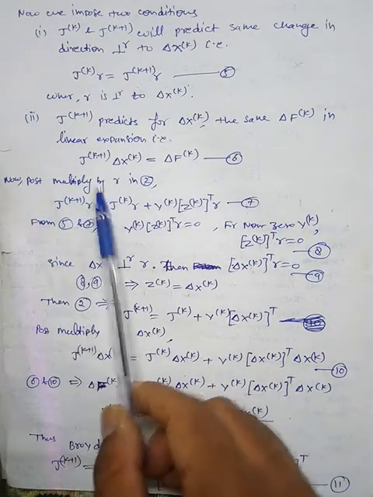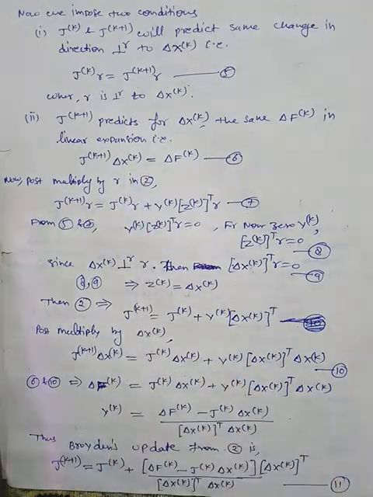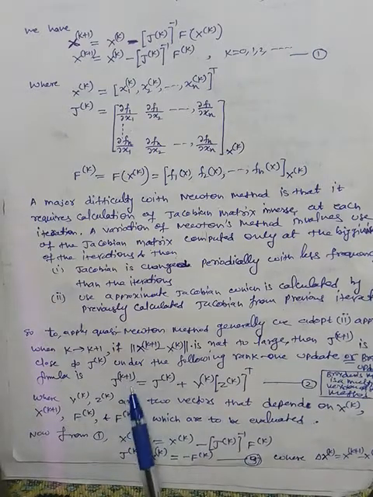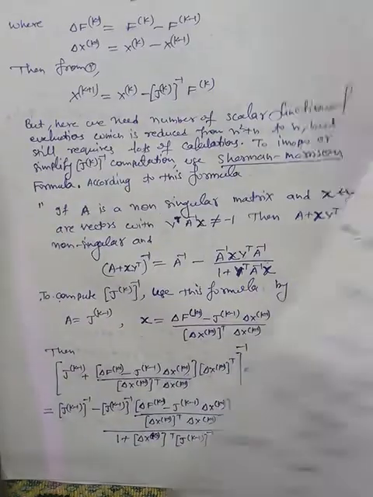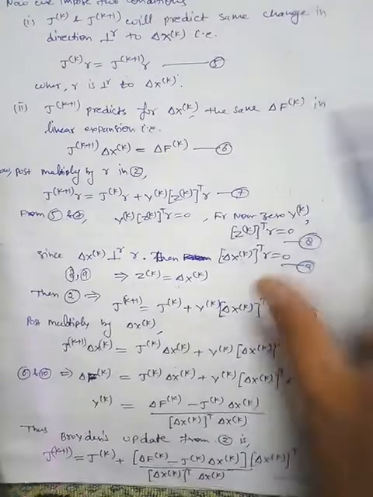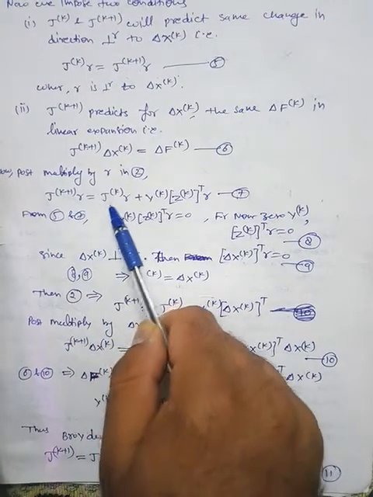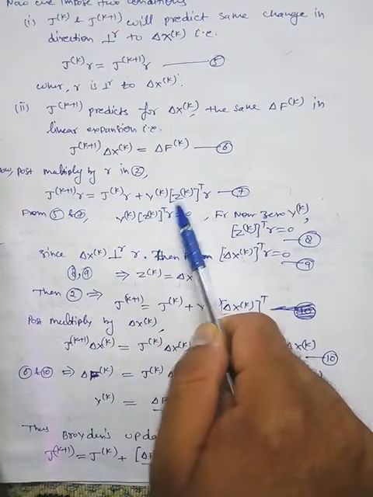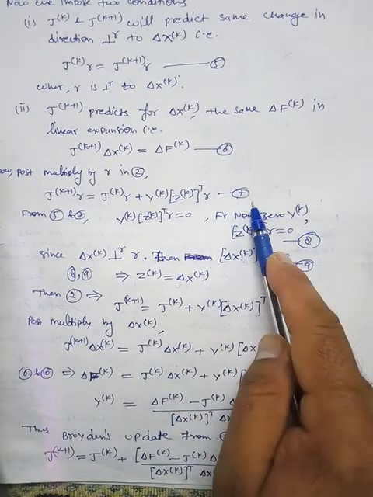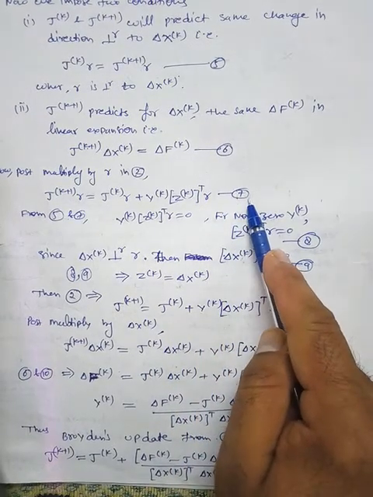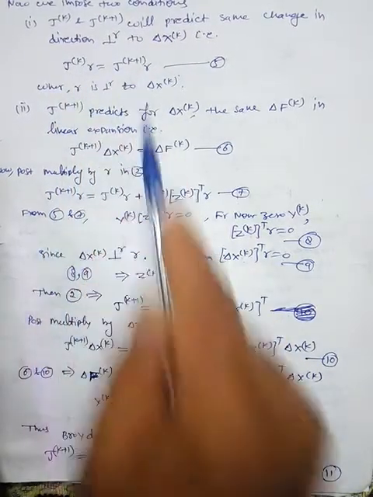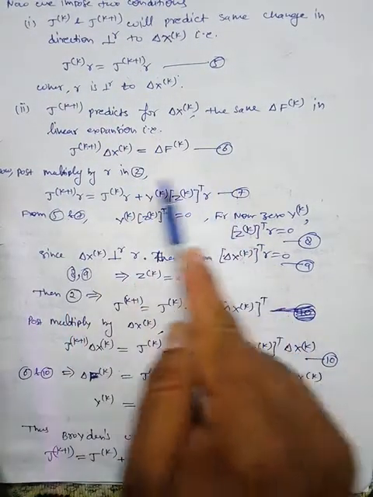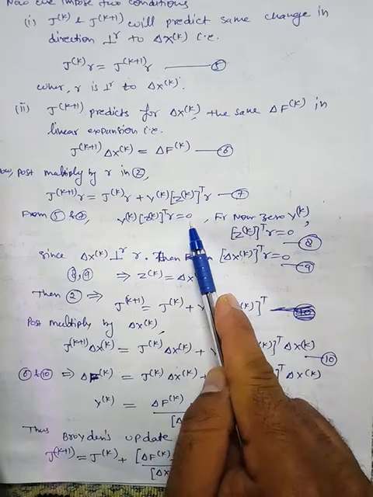So now post multiply by r in equation number 2. What is equation number 2? Equation number 2 is this. So multiply r on both sides. What will we have? J(k+1) r is equal to Jk r plus yk zk transpose r. This is equation number 7. But according to the first condition, both are equal to each other, so they cancel out. So we only have this term equal to 0.